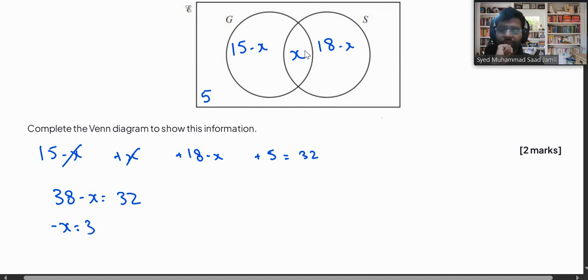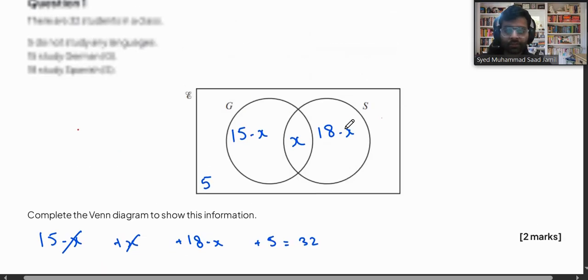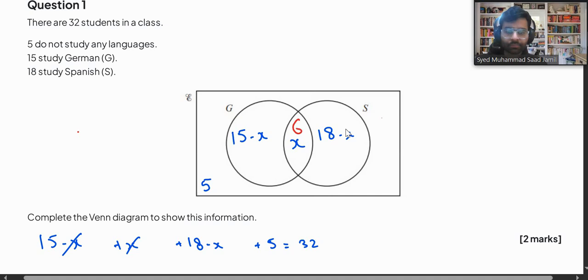Minus X is equal to 32 minus 38. Minus X is equal to minus 6. Minus minus cancels, which means X is equal to 6. Alright. Now we will solve this diagram. So instead of X, you guys will write 6.